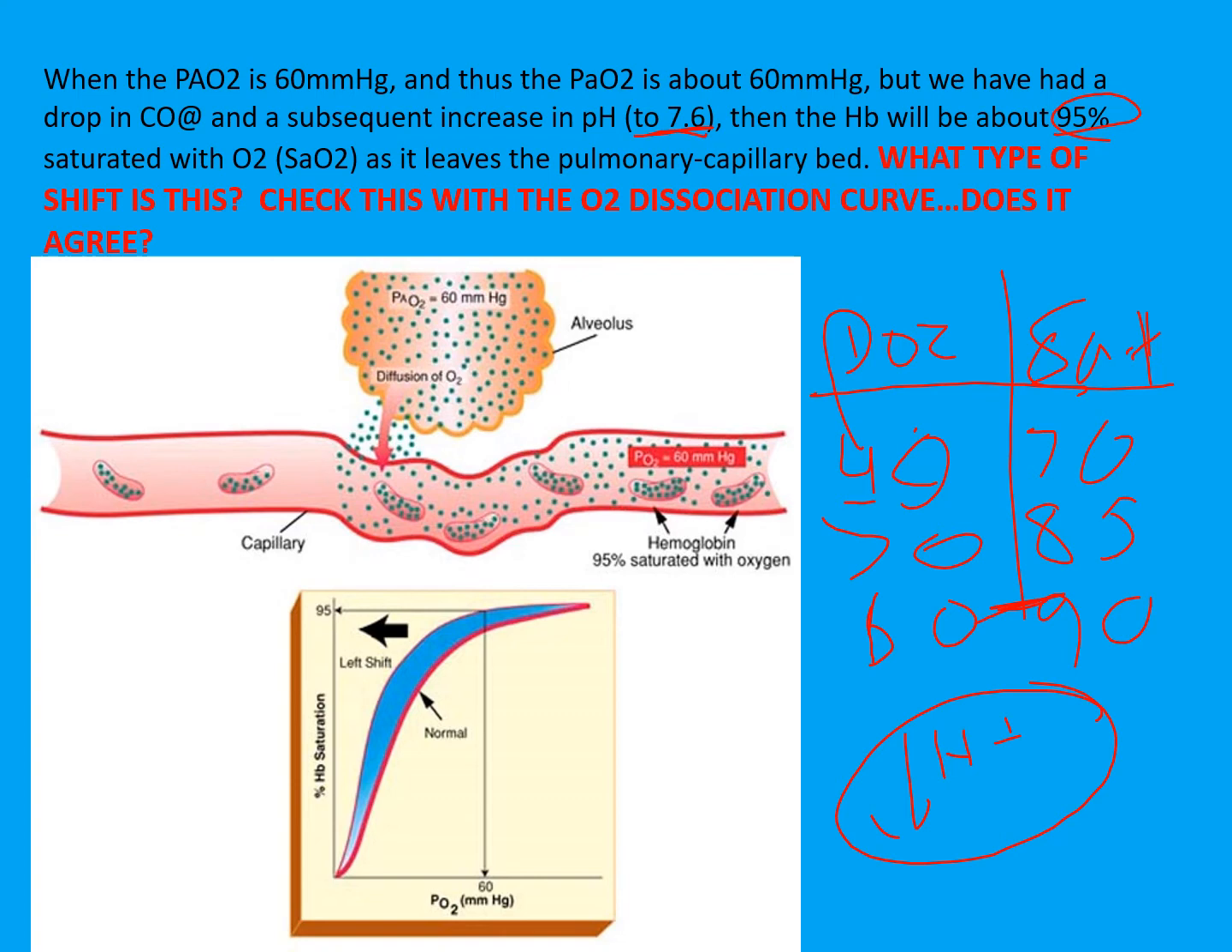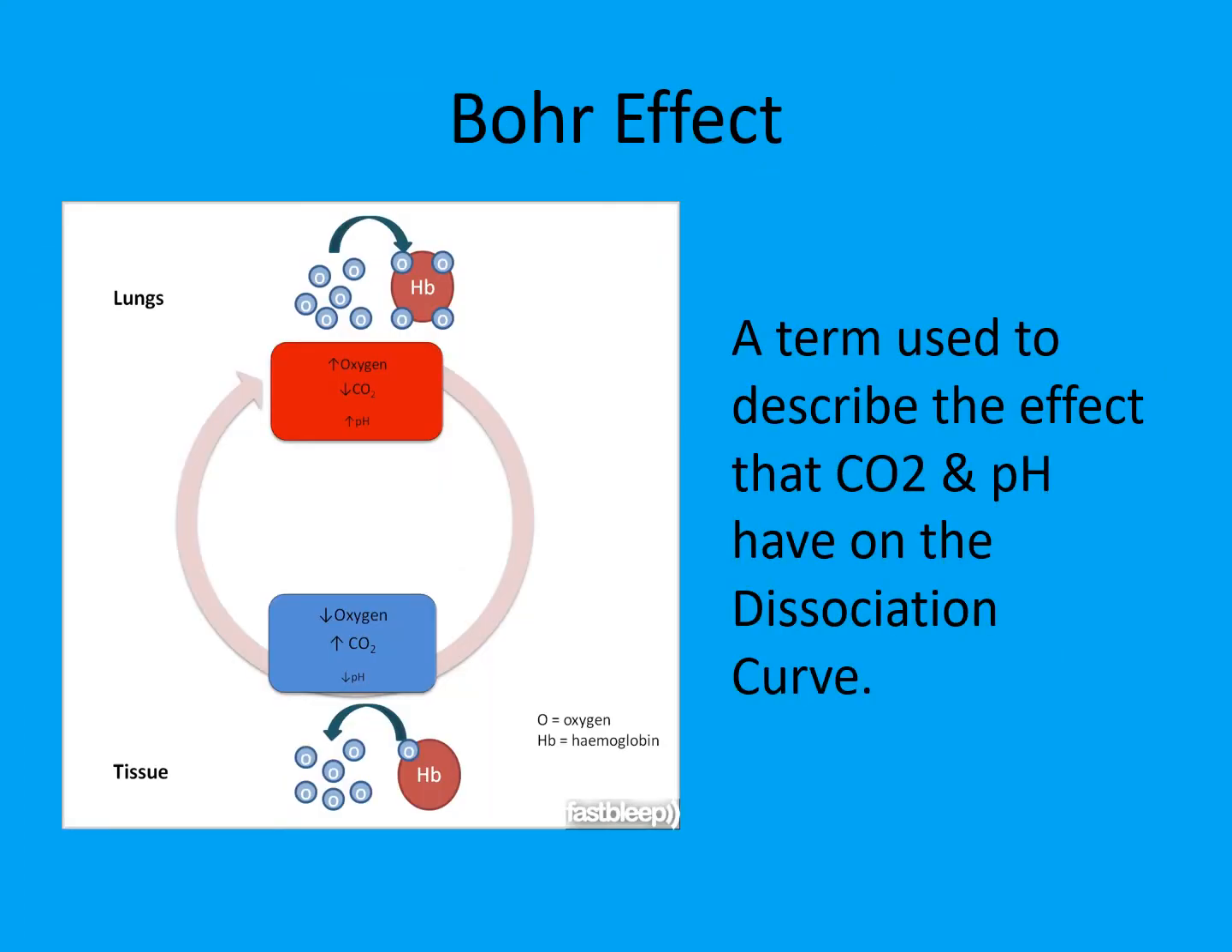But what happens at the tissue level? Remember, the tissues, they don't want to drop off a lot of oxygen if there's a lower pressure. So in this situation, we want to restore a normal pH, and that should help change the shift, or change the curve, to a normal level.